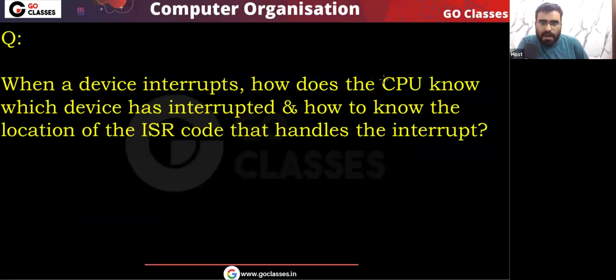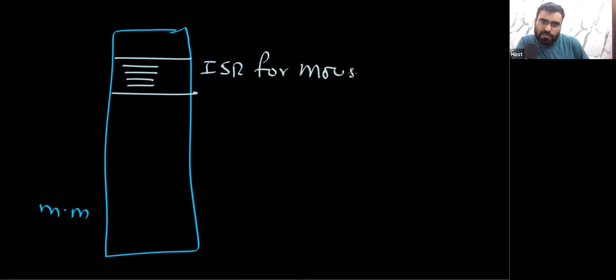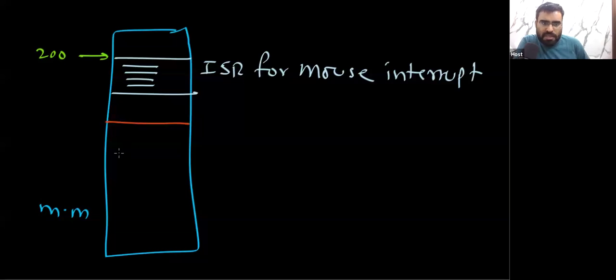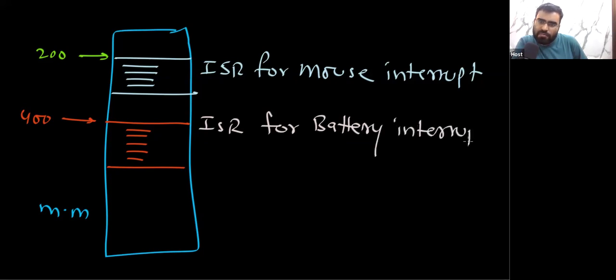Whenever a device is interrupting, how does the CPU know which device has interrupted? And also how will the CPU know the location of the ISR, because I told you the ISR is in the main memory. Yes or no? Let's assume this is the main memory. In the main memory, we have ISRs. Maybe this is the ISR for mouse interrupt, and maybe the location here is 200. Maybe this is the ISR for keyboard, and the location is 400. Maybe this is the ISR for battery interrupt. So this is what I'm asking: how will the CPU know this address, this location of the ISR?